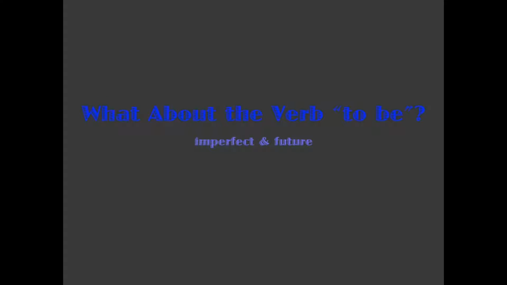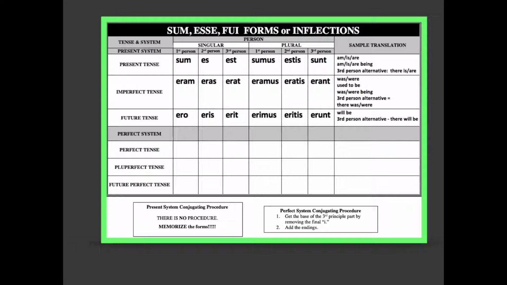Now, let's look at the verb to be and its imperfect and future tense forms. You will need to have your green chart out, and once you have it in front of you, pause the video and fill in all of the boxes with the imperfect and future tense forms. Also make sure to fill in the sample translation boxes to the right.